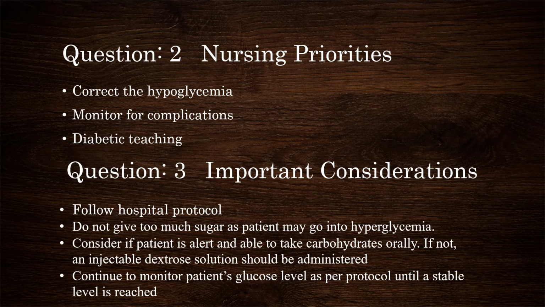Next is, what are the most important considerations while treating hypoglycemia? First and foremost, always follow the hospital protocol and make sure you do not give too much sugar, because the patient may go into hyperglycemia if you give too much sugar. Also consider if the patient is alert and can swallow the carbohydrates orally, because if the patient is not alert or is unconscious, you might need to prepare an IV medication like an injectable dextrose solution. And next is to continuously monitor the patient's glucose level according to the protocol until the patient reaches a stable reading or the targeted reading, which is 5 to 10 millimoles per liter.